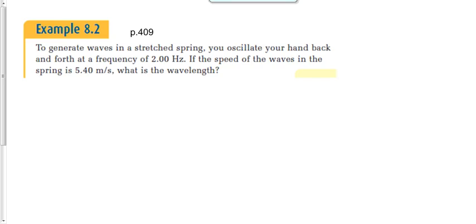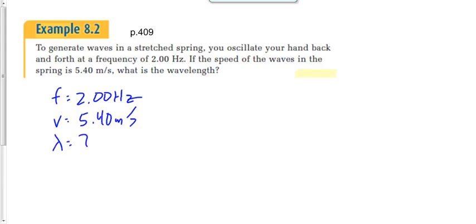Let's do a problem on page 409 here. It says, to generate waves in a stretched spring, you oscillate your hand, simple harmonic motion of your hand, back and forth, at a frequency of 2 hertz. If the speed of the waves is 5.4 meters per second, what's the wavelength? Look, this is a frequency. This is our speed. We want to find the wavelength. We're allowed to use v equals d over t here, but it's probably not very prudent to try that one. Okay, we might as well try the one we just learned.